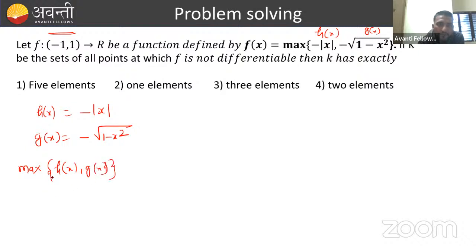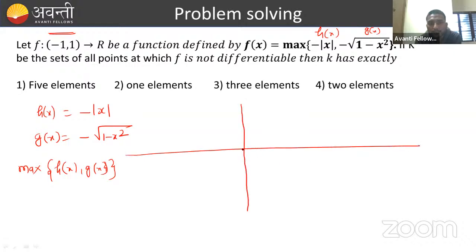Okay, and then for that function we have to check at how many points the function is not differentiable. So this can be done using the graph formula. Okay, so I think you know this minus of mod x. So what we can do, we can draw the graph of minus of mod x. It will be like this.